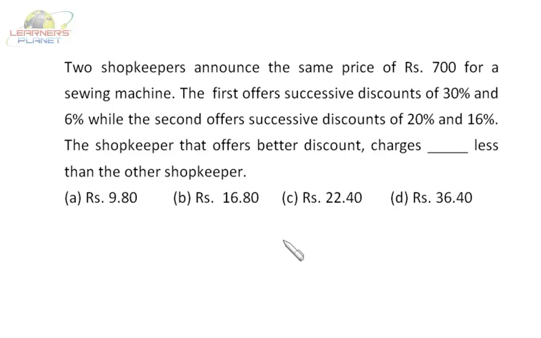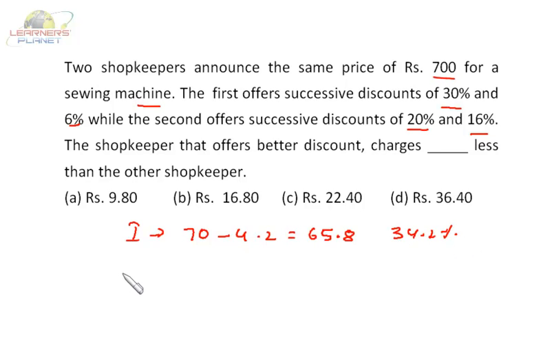Now let's see this question. Two shopkeepers announced the same price of rupees 700 for a sewing machine. The first offers successive discounts of 30% and 6%, while the second offers discounts of 20% and 16%. Let's see who is offering more discount. If we talk about the first one, first of all, he's giving a 30% discount. That means if the initial price is 100 rupees, then after the first discount, the price will be 70 rupees. And on that 70 rupees, he's further giving a discount of 6%. So 6% of 70 rupees is 4.2. That means from 70, we need to deduct 4.2. So 70 minus 4.2 will be 65.8.